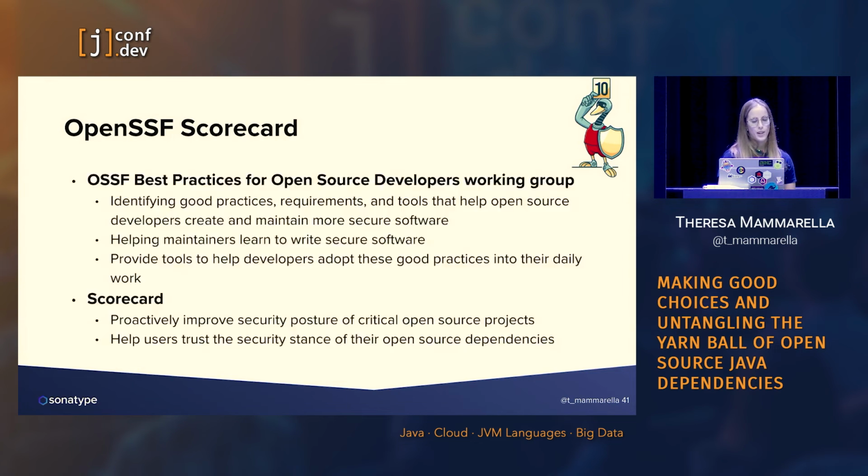So this comes from the OpenSSF Best Practices Working Group, and their entire role is to help identify good practices, requirements, and tools that can help open source developers create and maintain more secure software, helping maintainers learn to write secure software, and providing tools to help developers adapt these good practices in their daily work, such as Scorecard. So the idea here is to help improve the security posture proactively of open source projects, but then also to help people who are consuming these projects to know that, hey, this project cares about their security stance.